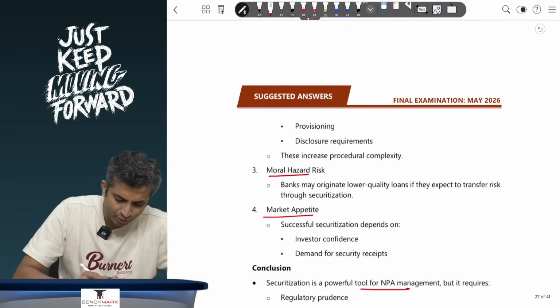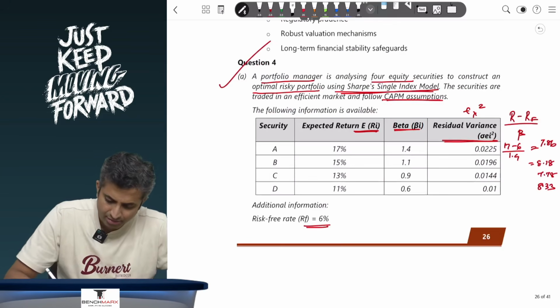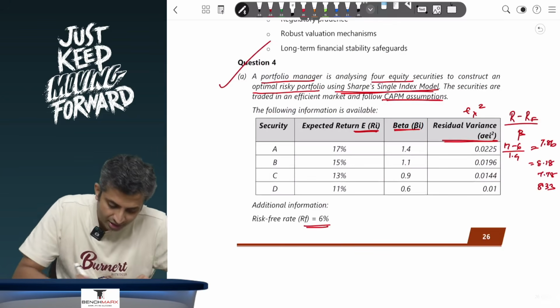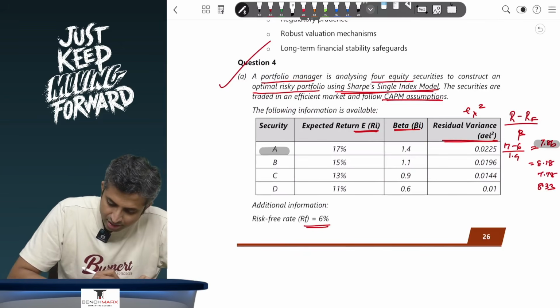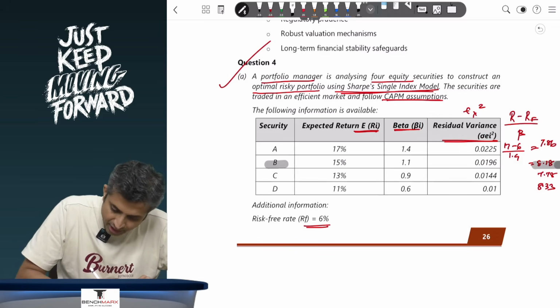Now, what is my final cutoff point? It is 7.95. So whichever securities have a Treynor ratio greater than that, which cross the cutoff, will be selected. Security A, which has a higher, no. Security B, which has a higher, yes. Security C, no, it is 7.78, and security D, which is a higher.